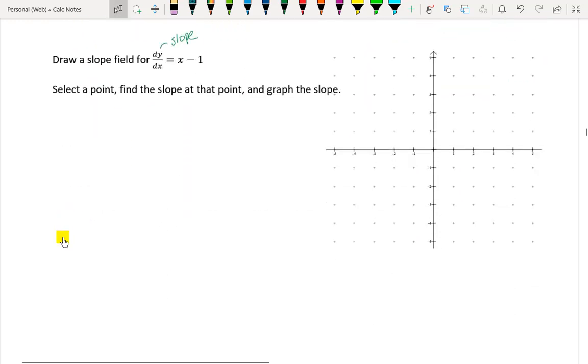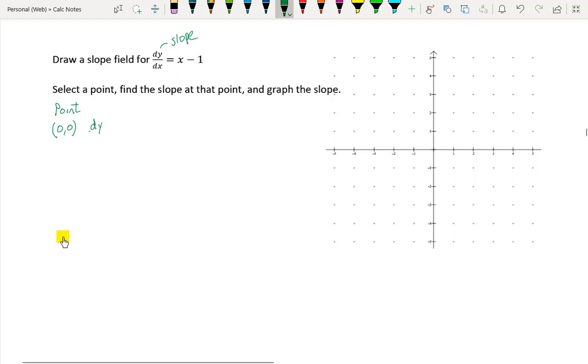All right. So it says to select a point, find the slope at that point, and graph the slope. Okay. So what I'm going to do here is, you can see that my slope field has a derivative of just x minus 1. So if I pick a point, I'm going to make a little chart here, with the point, and I'm just going to start right at the middle of the graph at 0, 0. Okay, so I'm going to pick the point 0, 0. And then I'm going to plug that point into my slope, which is dy/dx. Actually I'm going to write out the first few here so you can see what's going on.